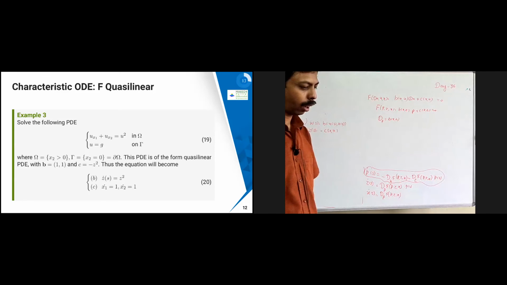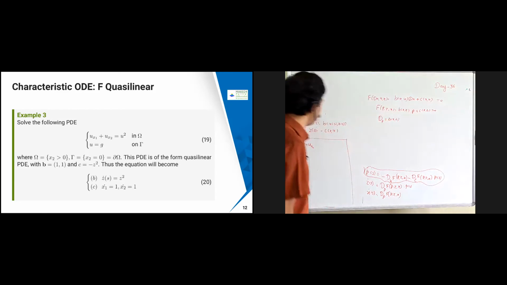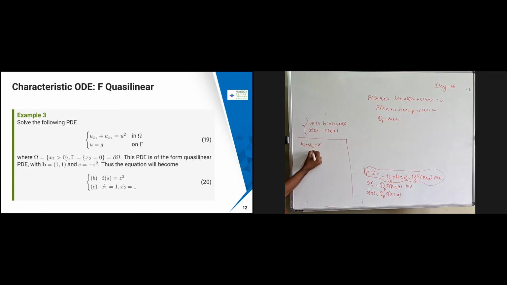So again, one simple problem. The problem is that we have ux1 plus ux2 equal to u square, and u equal to g on the curve. Here we are taking a different curve. So x2 is greater than 0, which means you are taking the half plane. And x2 equal to 0 means you are taking only the x-axis.